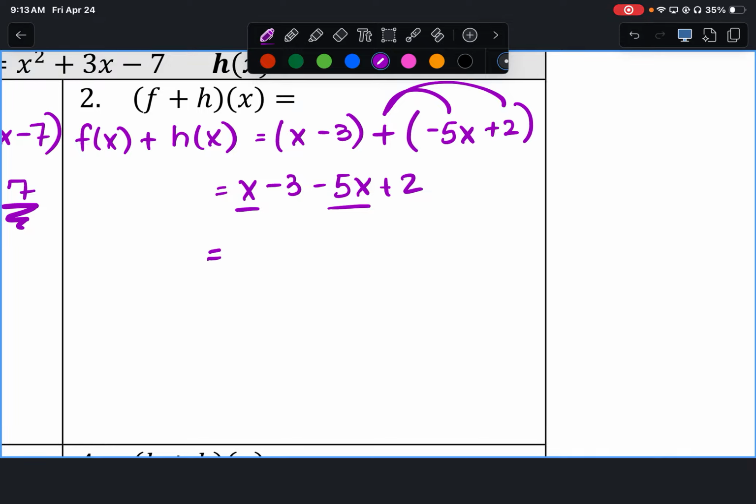What is x minus 5x? Negative 4x. Then we have negative 3 plus 2. What is that? Negative 1. So that right there is what our (f plus h) of x is equal to.